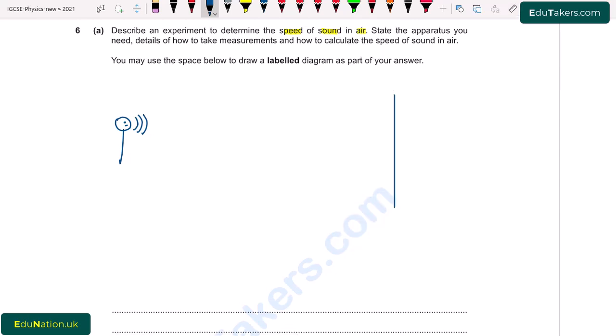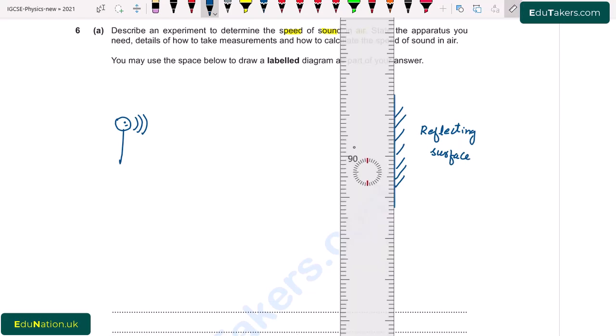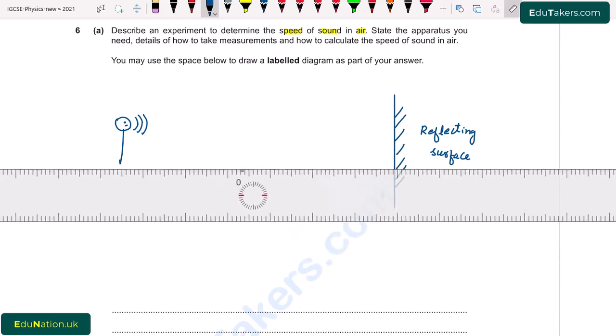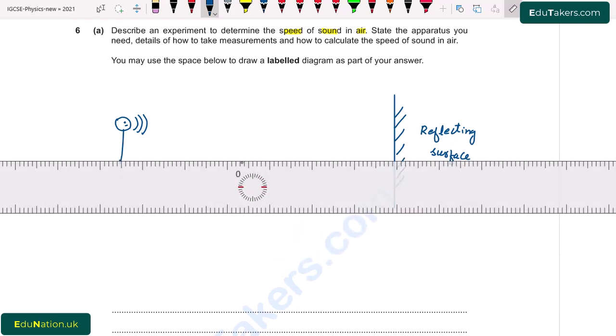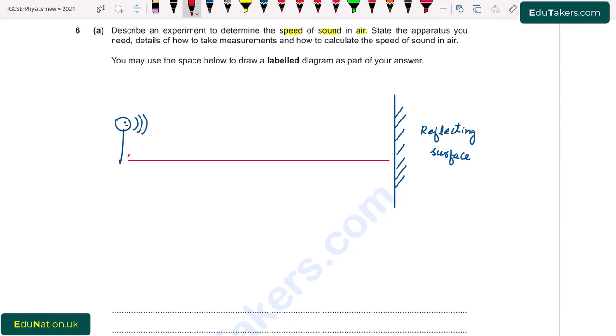So this wall should be a reflecting surface. So I draw it here and write it's a reflecting surface. The distance between the observer and the reflecting surface is x. I label it as x. So this is the distance between these, and it is equal to x.